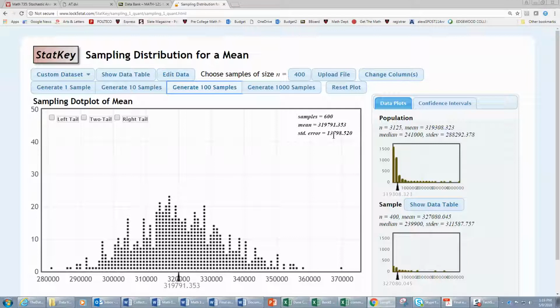It went way down. It was 288,000 before, and now it's only about 14,000. So this tells us that when we have larger sample sizes, unsurprisingly, the sample means that you get don't vary as much as when you have small sample sizes. In other words, the average price of 400 randomly chosen houses is likely to be closer to the true population average than if you just looked at 25 random houses, and that ought to make sense.